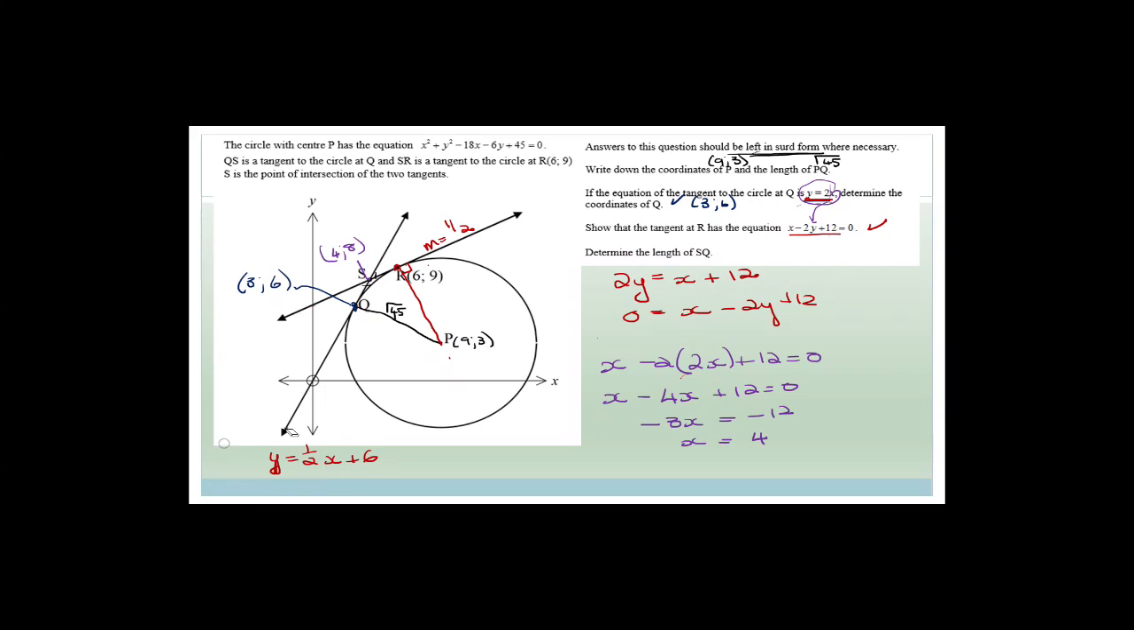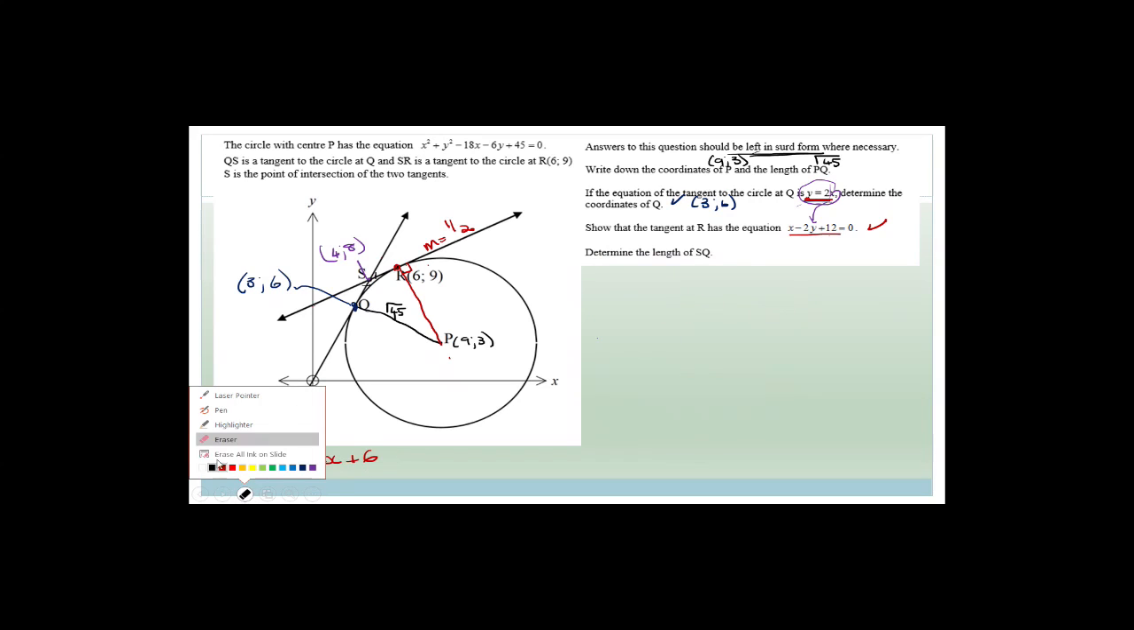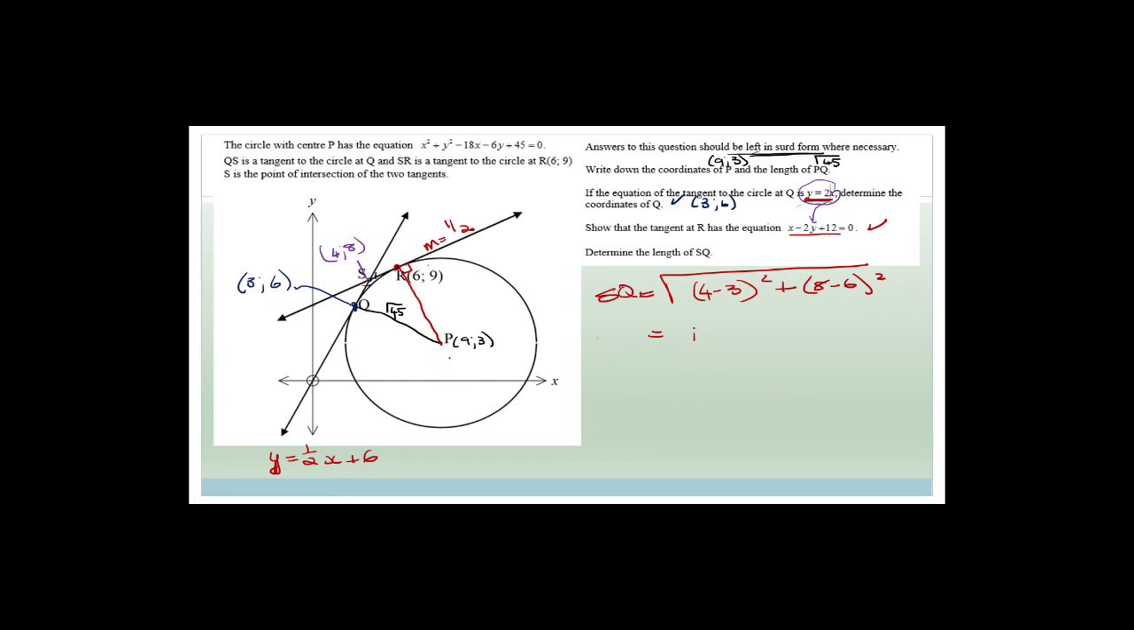But that's not what they asked. They asked for the length of SQ. And we've got the point Q, it's 3, 6. So it's pretty easy to find the length of that line because we now have the 2 points. So SQ is equal to the square root of, and it doesn't matter which way we do this, 4 minus 3 squared plus 8 minus 6 squared, which becomes the square root of 1, since 4 minus 3 squared is 1, plus 8 minus 6 squared, which is 2 squared, which is 4. So this becomes the square root of 5. Ta-da! Nice, eh? Not too bad.